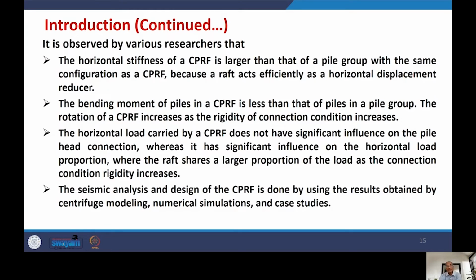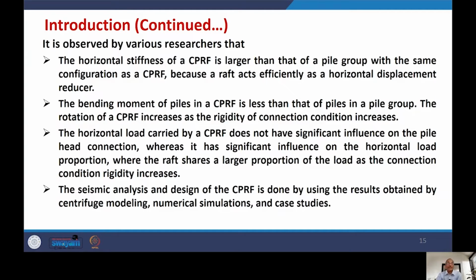Then coming to the bending moment, the bending moment of piles in a CPRF is less than that of piles in a pile group. So that is also an advantage. The rotation of a CPRF increases as the rigidity of the connection condition increases. So how is it changed?